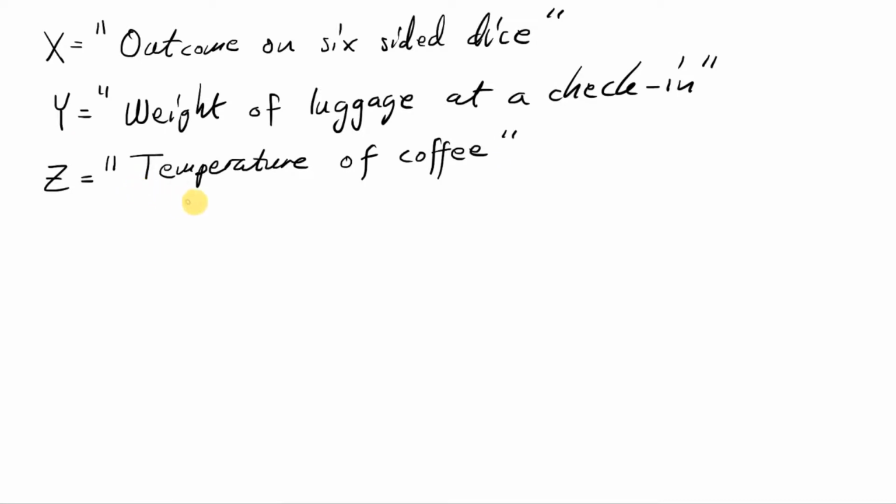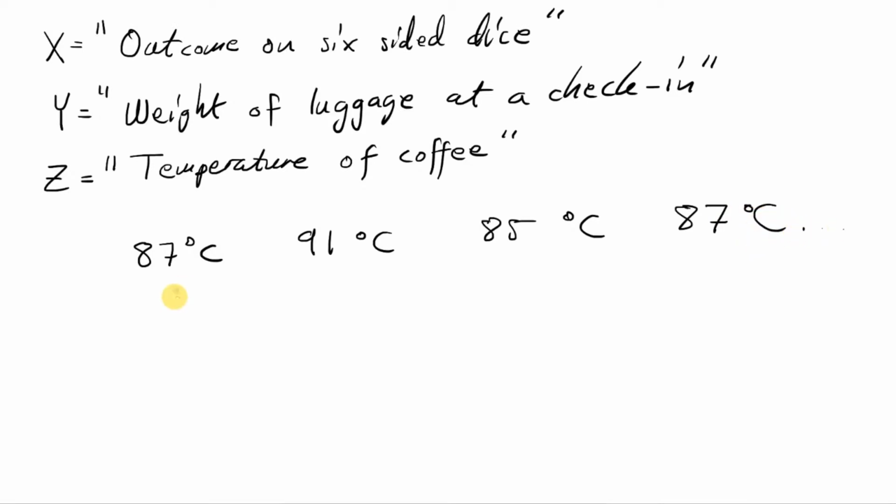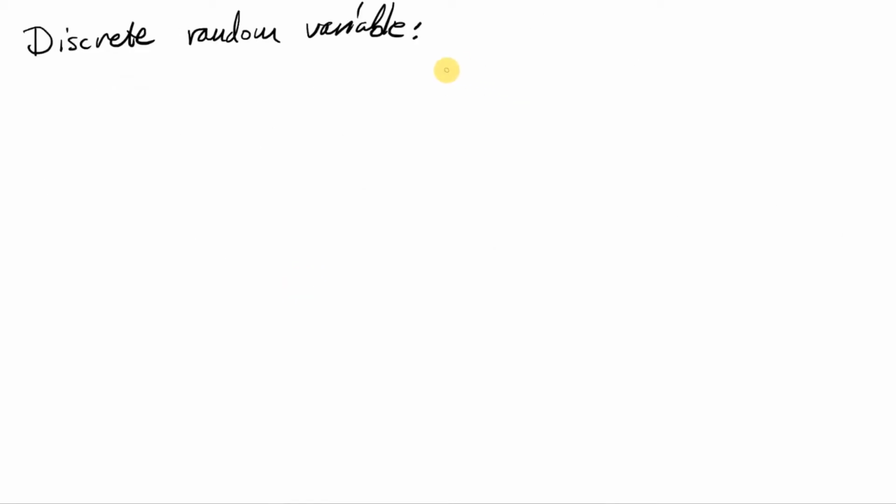Or for example, the temperature of a cup of coffee a random person orders at a cafe. For example, the first person maybe gets a cup of coffee with 87 degrees Celsius, and the next one 91 degrees Celsius. The third person 85 degrees Celsius, and the fourth person again gets 87 degrees. Then each temperature occurs with some probability. For example, it's much more unlikely to get a cup of coffee with 20 degrees than to get it with 90 degrees.